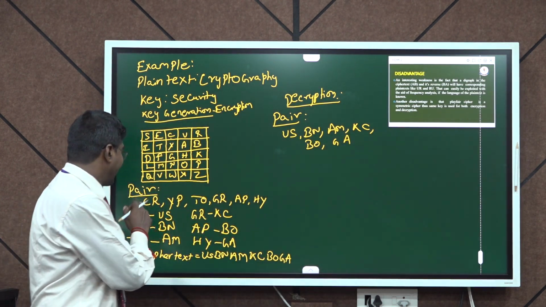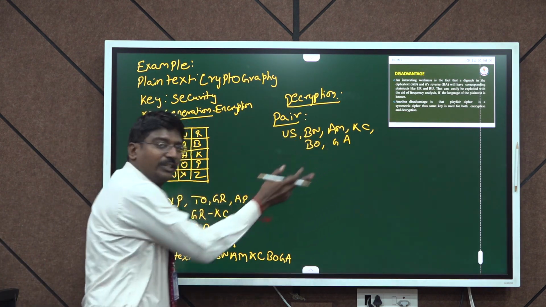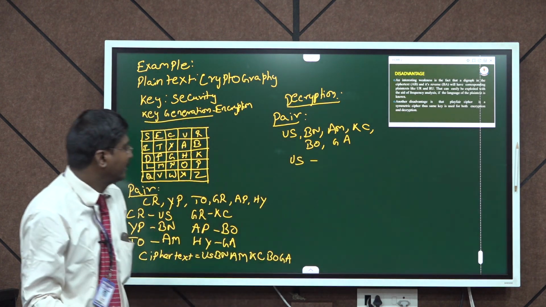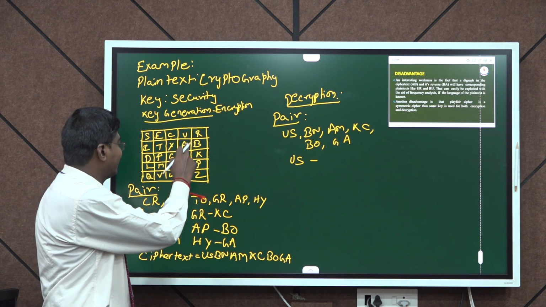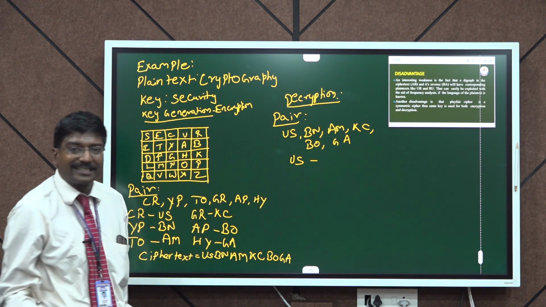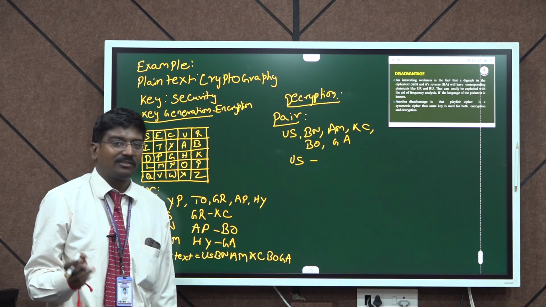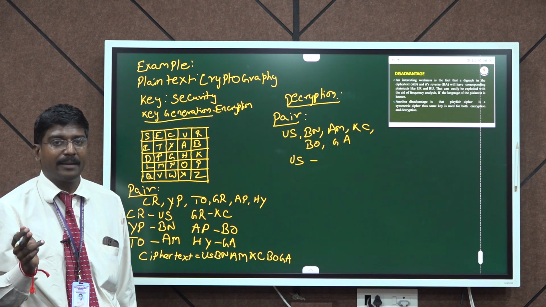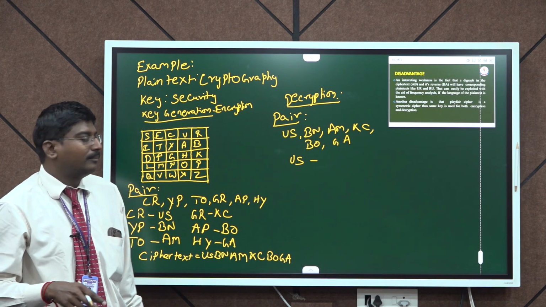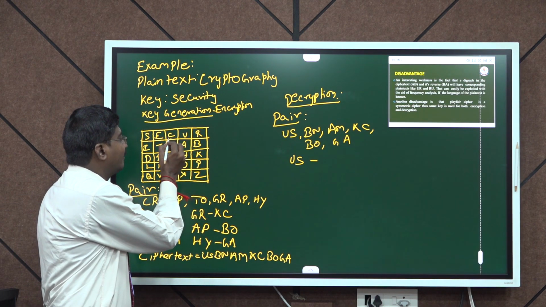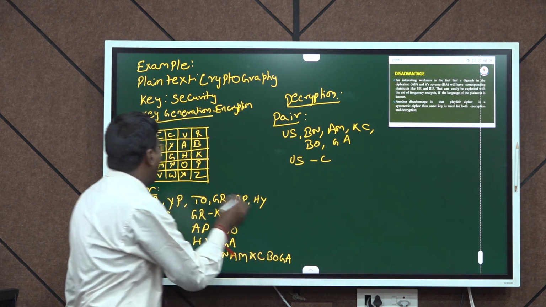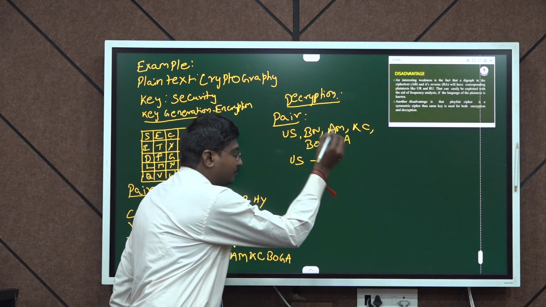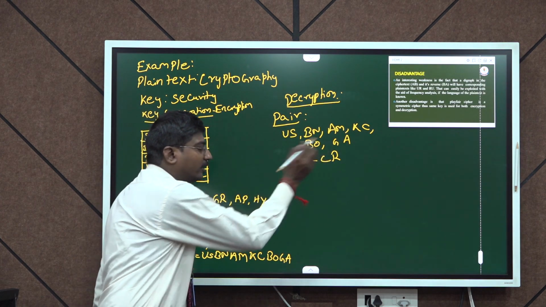Next, once again you have to convert these pairs into substitution text. For example, US. Consider U, and where is S? Here is S, so both are present in the same row. For the decryption process, when two elements are present in the same row, you have to take the element to the left. So for U the left element is C, and for S there is no left element, so you wrap around and take R. Now US is converted to CR.